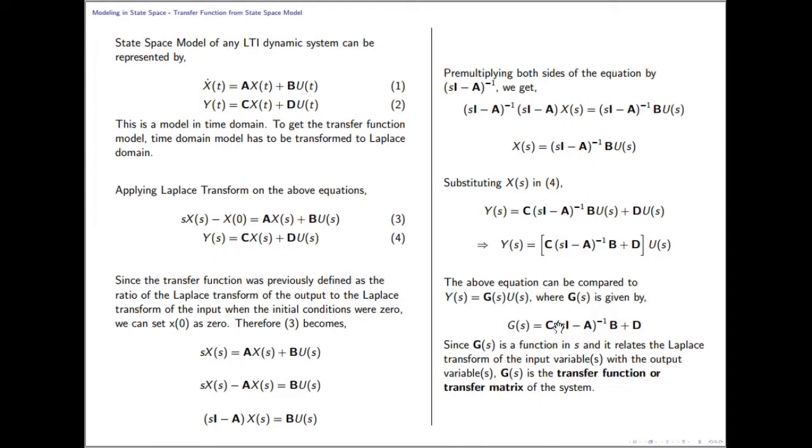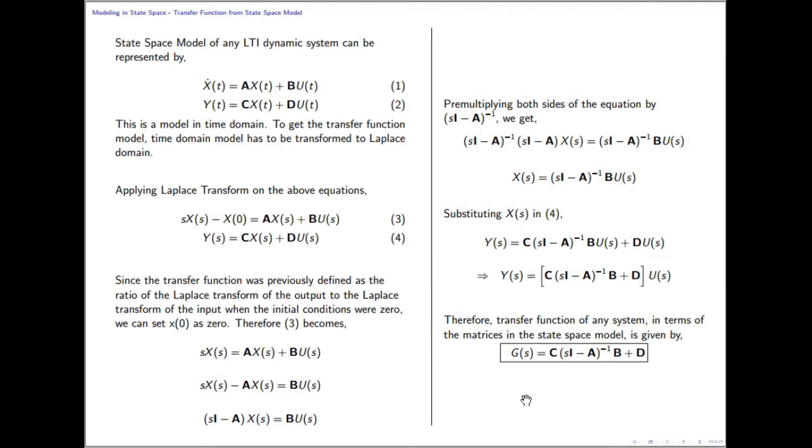Anyhow, this particular function of S relates the Laplace transform of the input variables with the Laplace transform of the output variables. So we can definitely call this the transfer function, or sometimes in the case of a multiple input multiple output system, a MIMO system, this will be a matrix, and therefore we call it a transfer matrix. Anyhow, we will see those details later. So the transfer function or transfer matrix of any system, in terms of the matrices in the state space model, can be given by this. Okay.